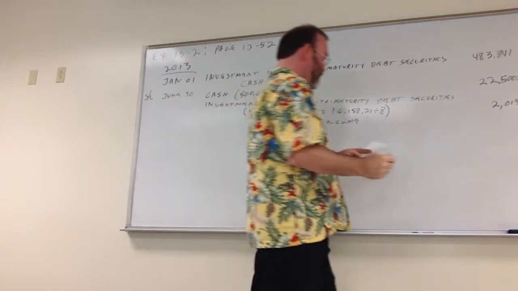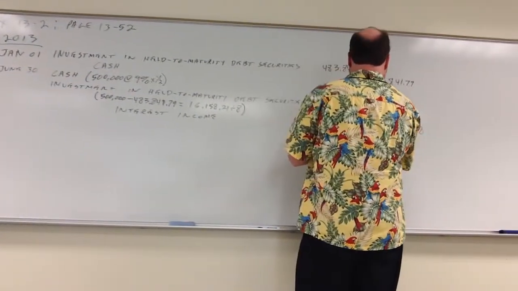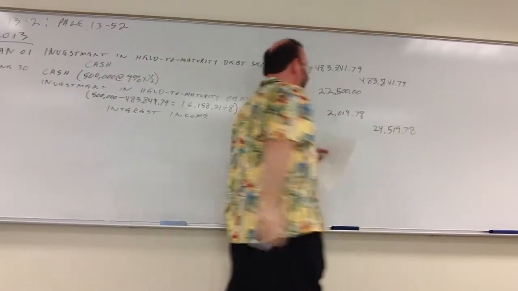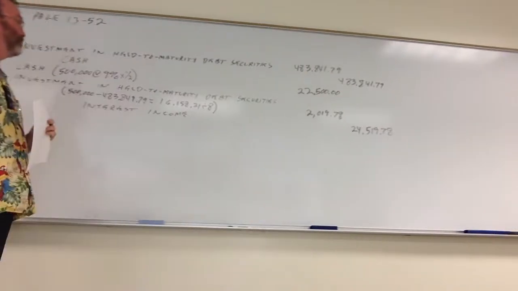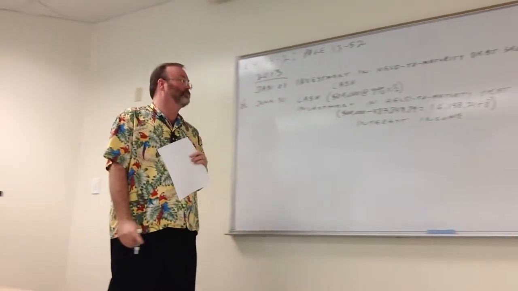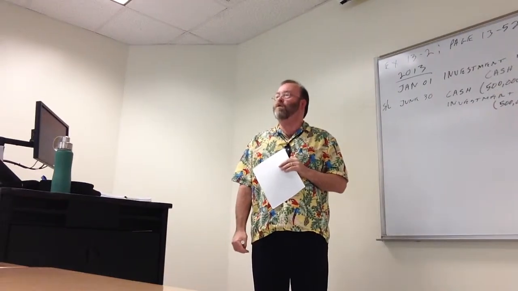Oh, that's a 9. That's an 8 also. Sorry. Yeah, the amortization is $2,019.78, not 79 cents. Where I got the 79 was the line above it, the purchase price. All right, questions on that?